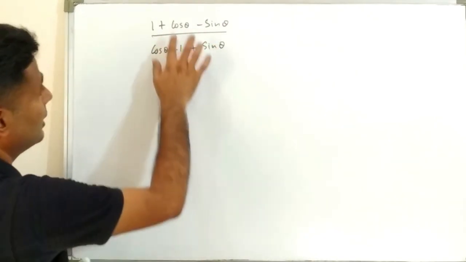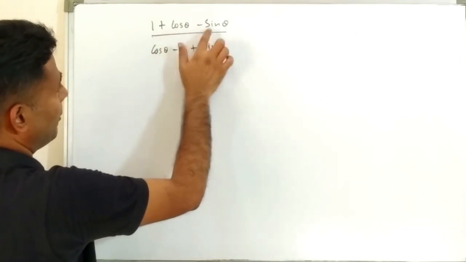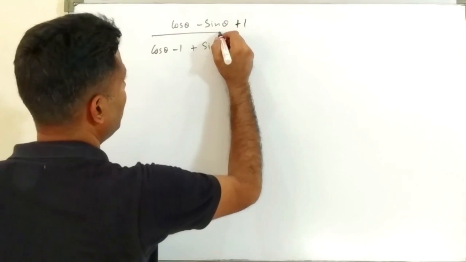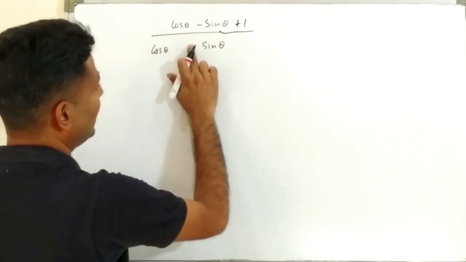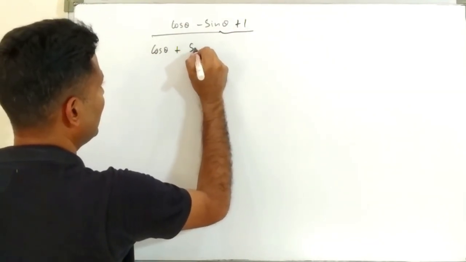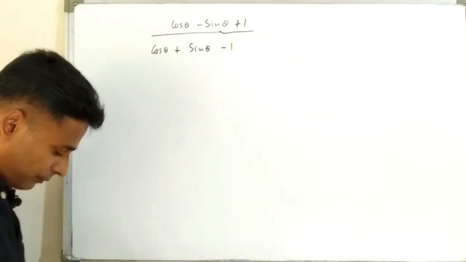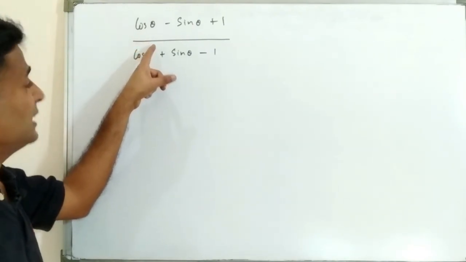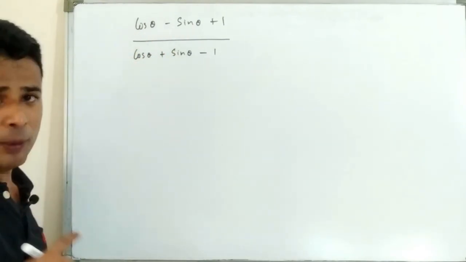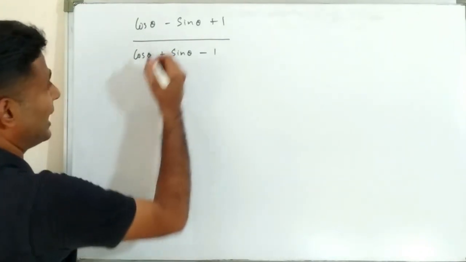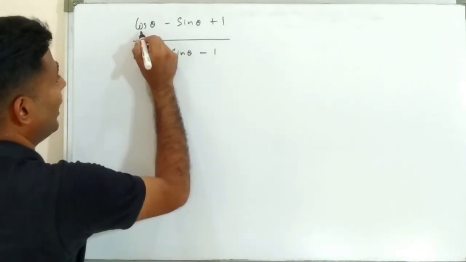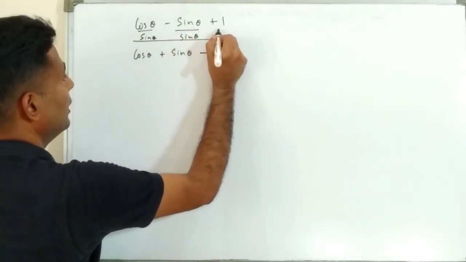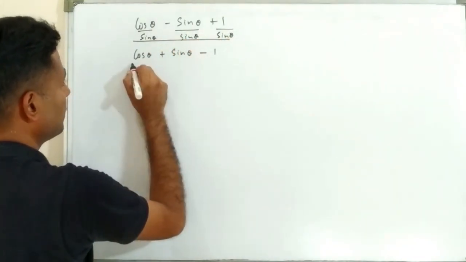First I'll rearrange this. I'll write this as cos theta minus sin theta plus 1. So I'll bring the plus 1 here. Similarly, here I'll get the minus 1 at the end, and I'll write this as cos theta plus sin theta minus 1. Alright, so now I've rearranged this. Now we have cot and cosec on the right hand side. So how do we convert? Cos theta by sin theta is cot theta. So I'll divide up and down by sin theta. Everything I have to divide by sin theta, right?